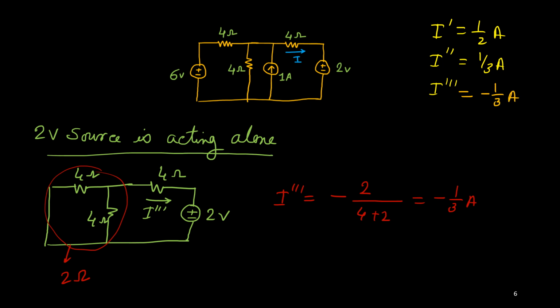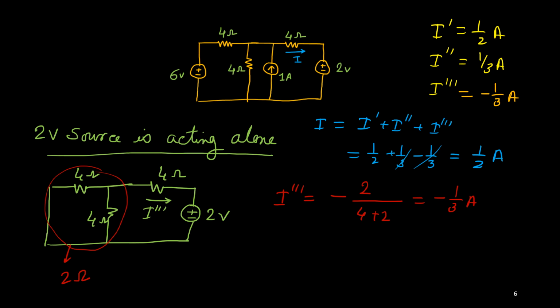So total current I is the addition of these three: I prime, I double prime, and I triple prime. So this is your half, this is your 1/3, this is your minus 1/3. So these two are cancelling out for this problem only. It is not necessarily that always it will cancel out. So this is half ampere. So total current flowing through this 4 ohm resistance when all the sources are acting together, you will find the current is half ampere.